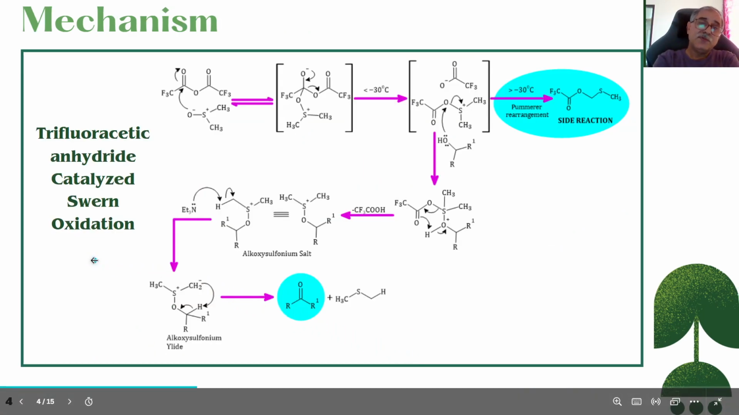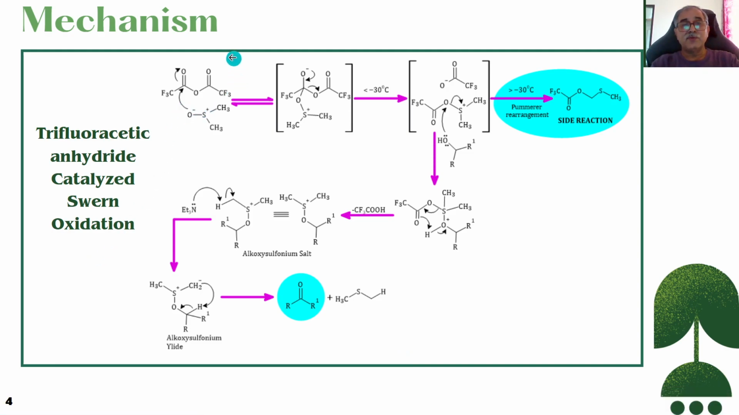Now, as far as the mechanism of this reaction is concerned, as I've told you, first the mechanism is with TFAA as the activating agent with DMSO. So, DMSO will react with TFAA to give us these types of alkoxysulfonium salts. And these salts, if the temperature is below minus 30 degrees, will react with the alcohol, and through decomposition of these reagents this will lead to the formation of ketones as the product.